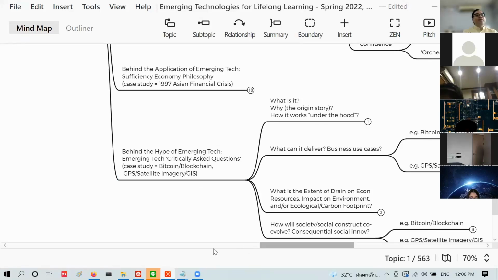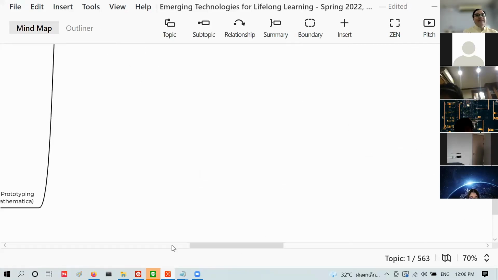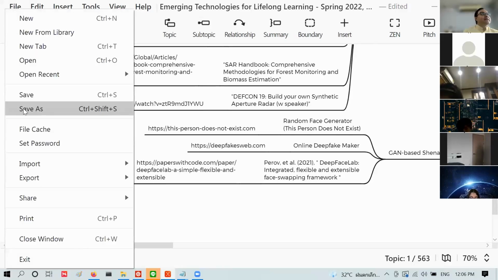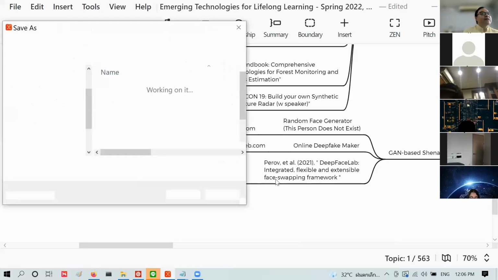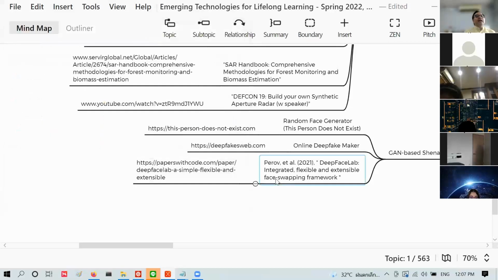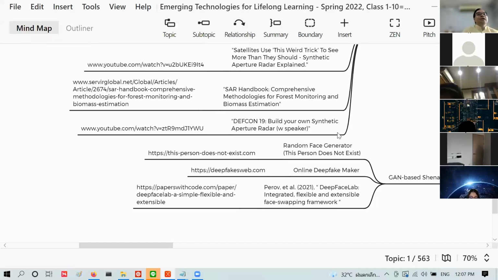So I'm going to leave this unpacked. 563 notes. This is how I keep track of how many notes you got. And then you can go through this.